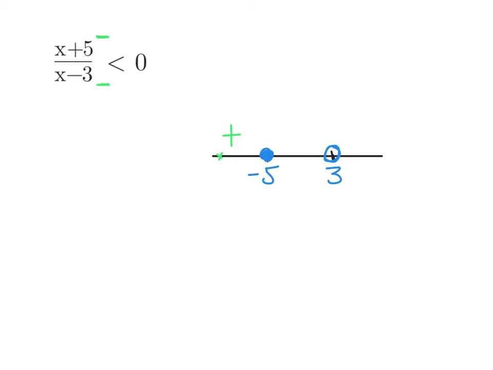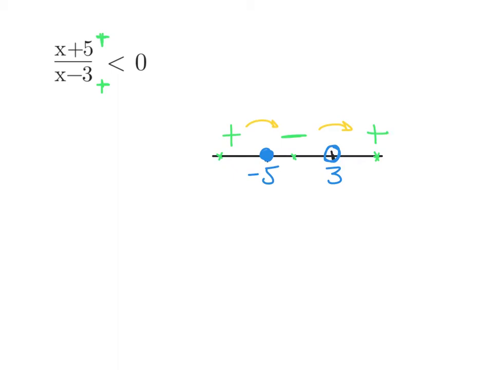As I pass over -5, and we test a point that's in between here, like 0, 0 plus 5 now becomes positive. 0 minus 3 remains negative. Positive divided by negative is negative. Then, as we pass over that 3, x plus 5 stays positive. Pick a number like 1 billion. 1 billion plus 5 stays positive. 1 billion minus 3 turns into being a positive number. Positive divided by positive is positive.